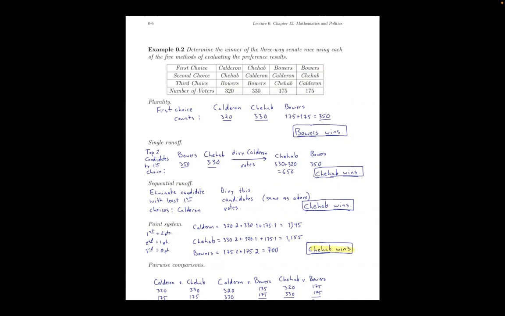So it really looks like plurality could have led us to the wrong place, and we use plurality in lots of our elections still in the country. So, plurality led Bowers to win in this situation, but it really turned out in these other methods, Shihab seems to be the more preferred candidate.